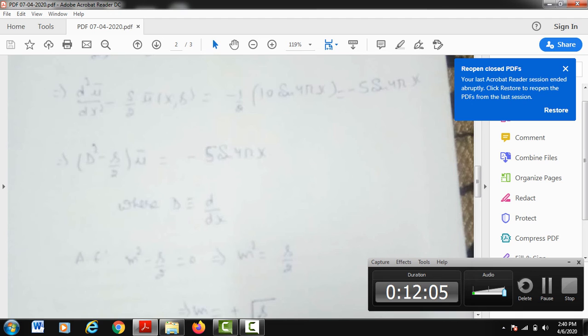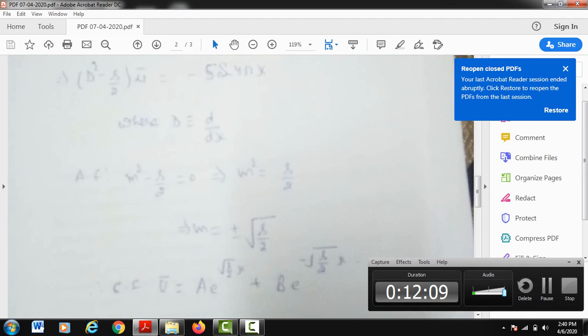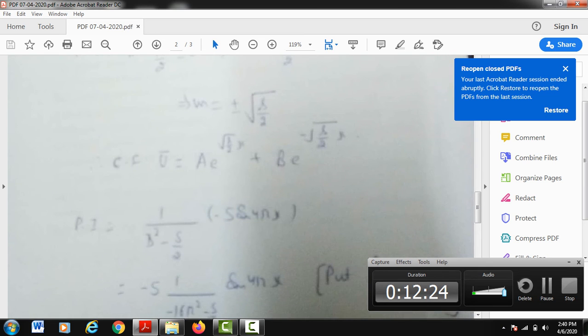So for the complementary function, students, I will first write its auxiliary equation. What will be the auxiliary equation? I will just put D equals m and solve that. So it is m² minus s/2 equals 0, m² is s/2, so m is equal to plus minus the square root of s/2. So the solution will reduce to ū equals A e to the power √(s/2) x plus B e to the power minus √(s/2) x.